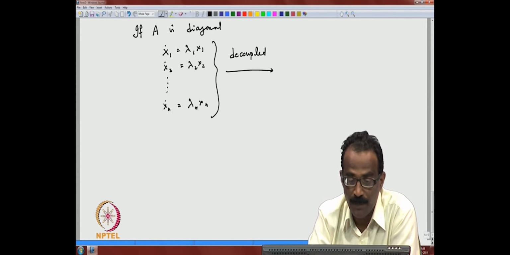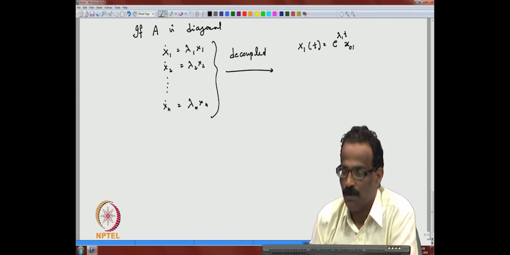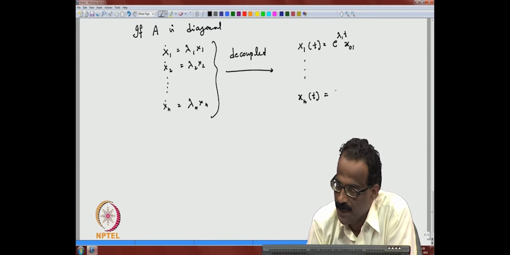So, there is no problem; this decoupled system gives you the solution x1 t equal to e power lambda 1 t times the first component of the initial value, that is all. If you go this way, you get xn t equal to e power lambda n t times the nth component of your initial value.